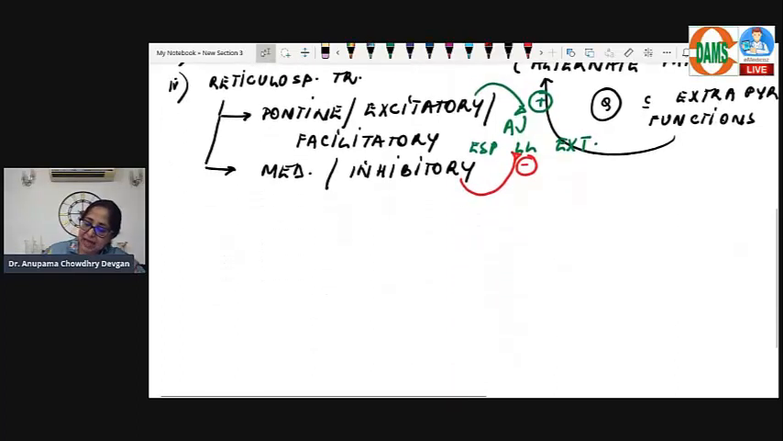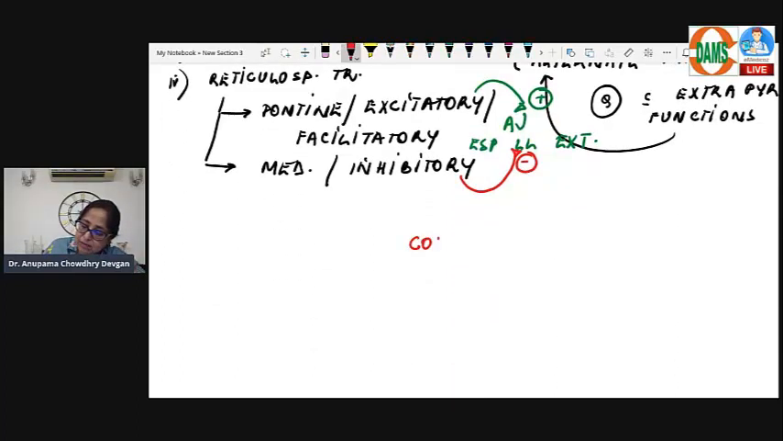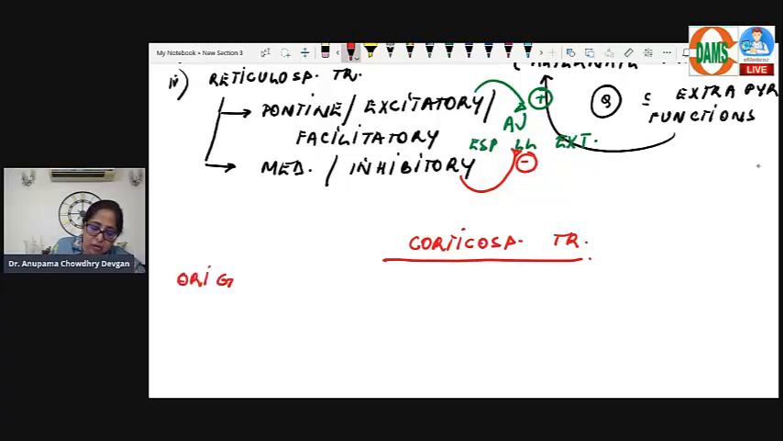Now, let us have a look at the corticospinal tracts. As far as the corticospinal tract is concerned, what is the origin of the corticospinal tract? The corticospinal tract will arise from, number one, the primary motor cortex.